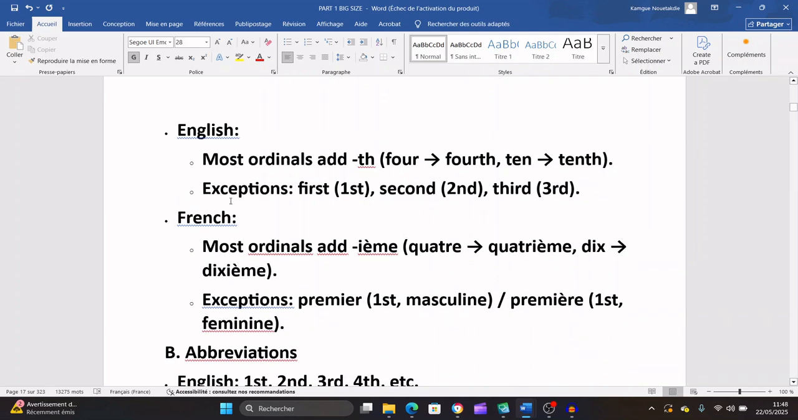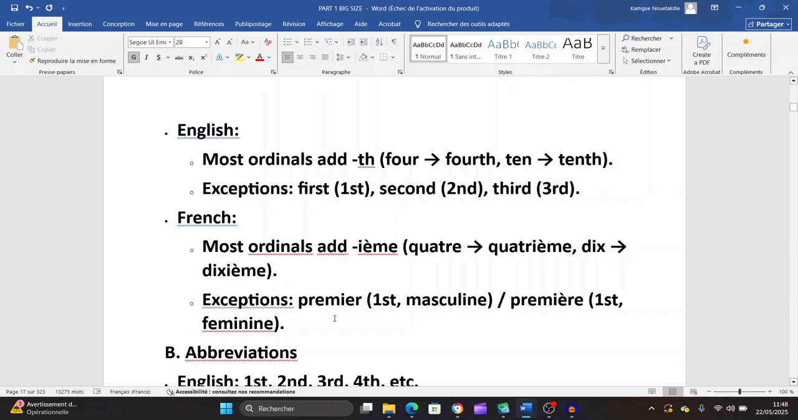In French, most ordinals add ième. They add ième to form the ordinal. For example, quatre, that is 4, will become quatrième. You add the ième. Now 10 will become dixième. Add the ième, dixième, that is 10th. Now there are some exceptions also.